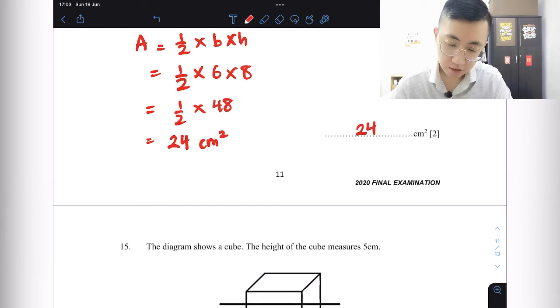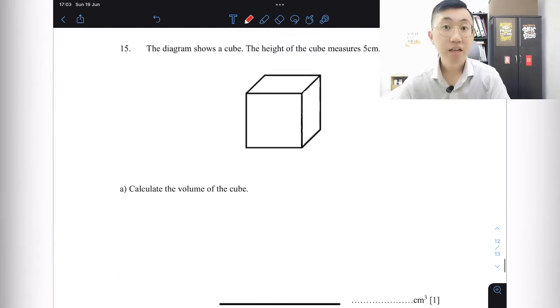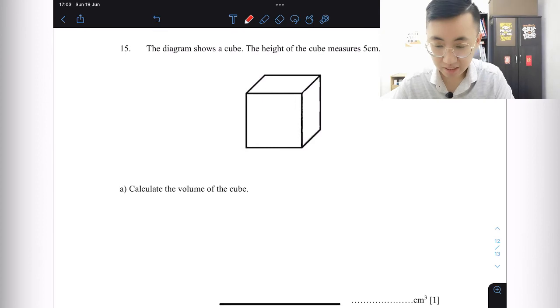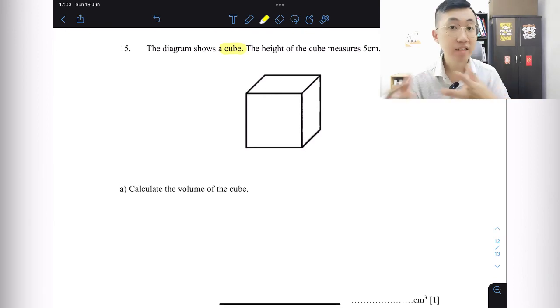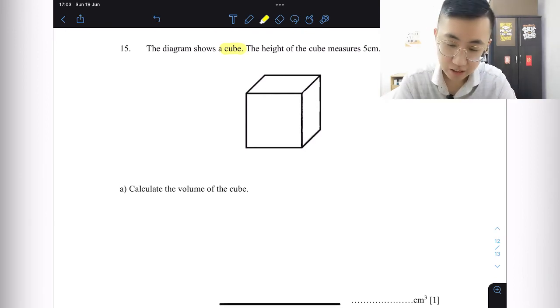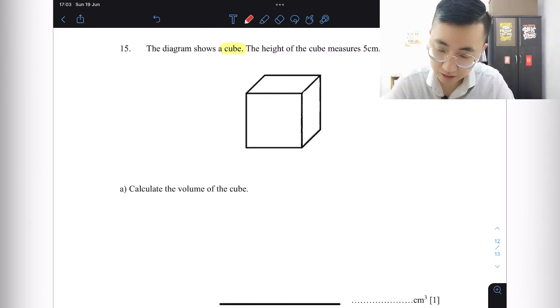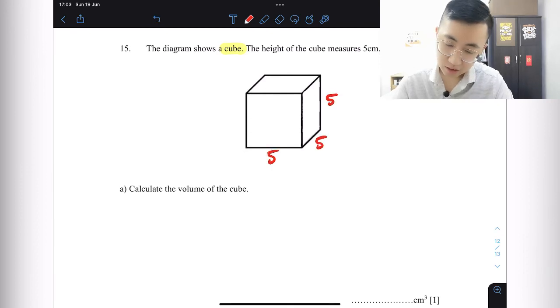So question 15. The diagram shows a cube. The height of the cube measures 5 centimeters. So you need to highlight cube. Every side is the same. That is the meaning of cube. Every side is 5, 5, and 5: length, width, height. Calculate the volume.